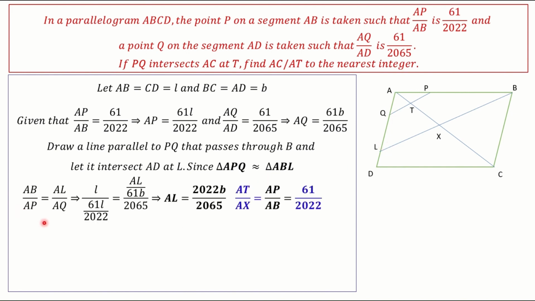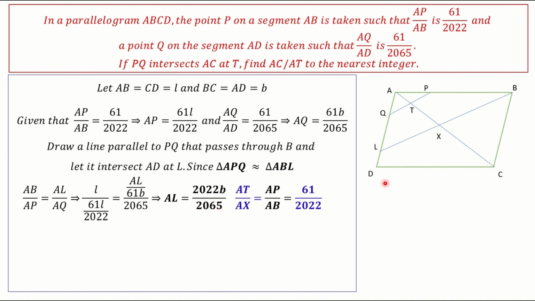So use the similar triangle principles. AB full by AP equals AL by AQ. Okay, so these are given values. AP by AB is given as this one. I mean you can find out from this. So L by 61L by 2022, which is equal to AL by 61B by 2065. So with this, you can calculate AL, which is equal to 2022B by 2065.